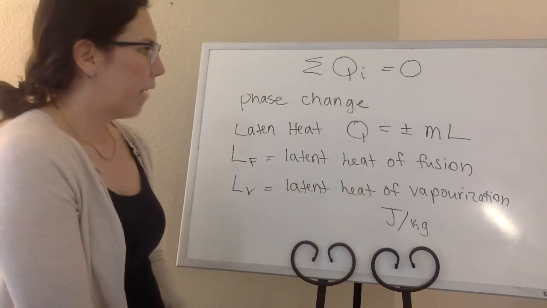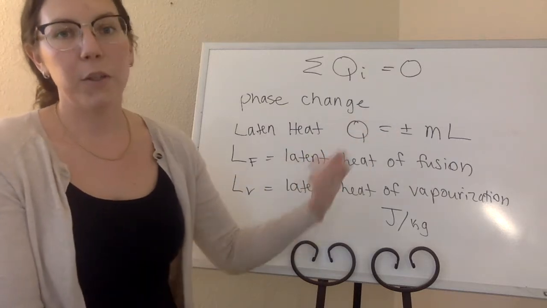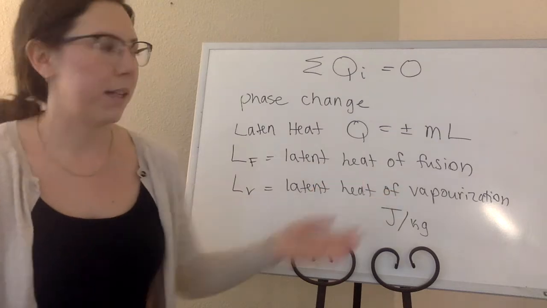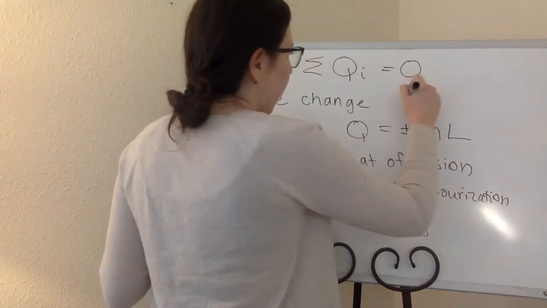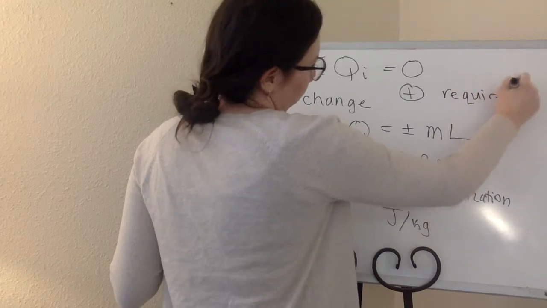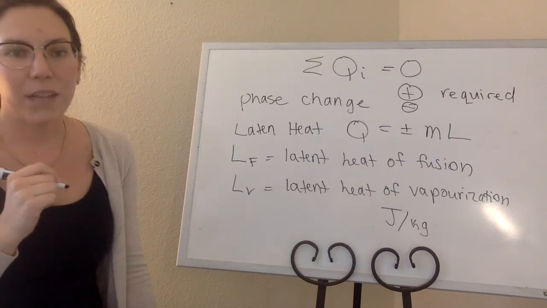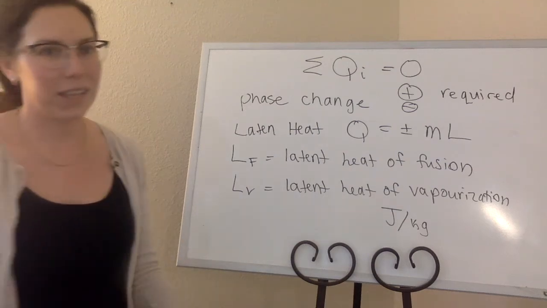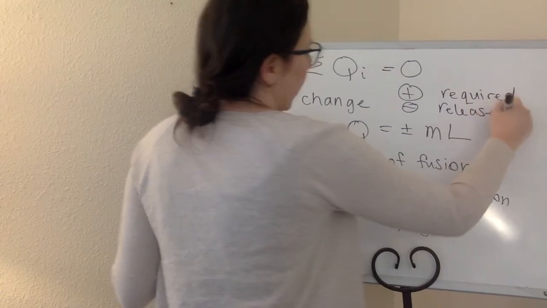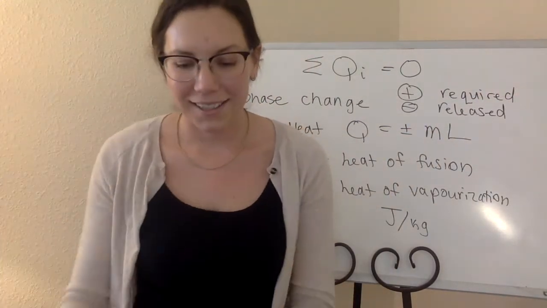Okay, the second thing we have to decide is whether to use positive or negative, and we do have to assign this here, unlike with the temperature change term where it comes from the temperature change. So positive is going to be if this energy is required for the phase change to occur, and the negative sign we'll choose if this is energy released. So if this is going to be energy that's released as the substance changes from a more energetic to a less energetic stage.